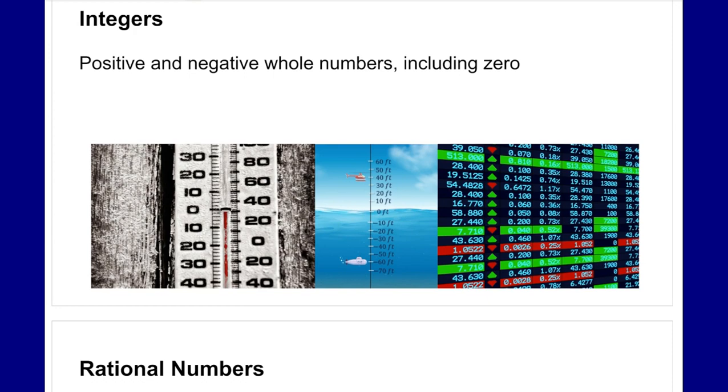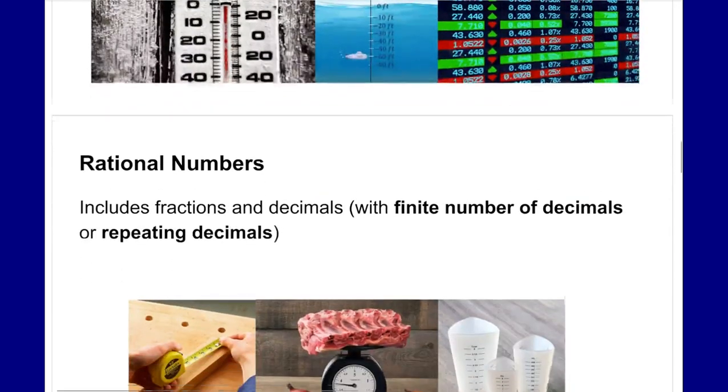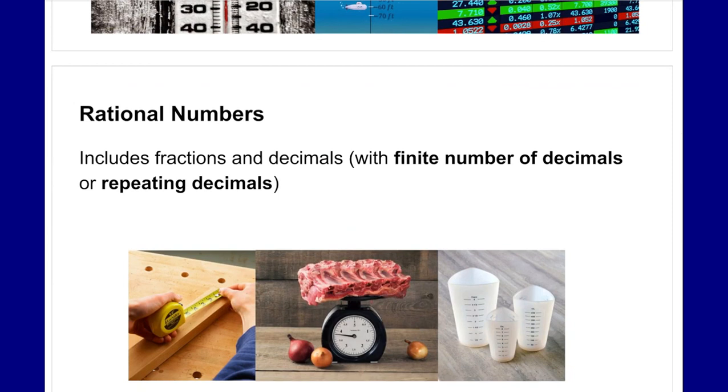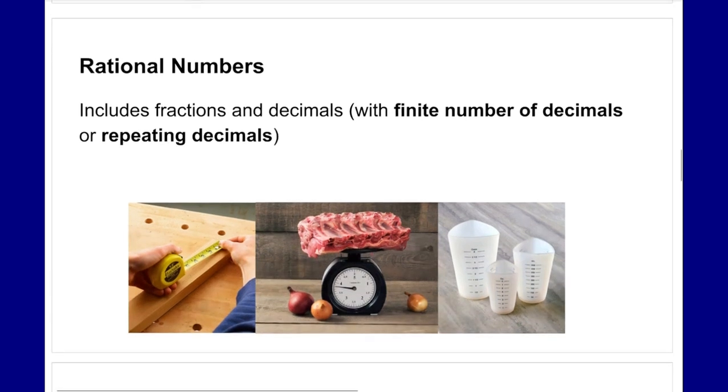Rational numbers are one step further. Rational numbers again include your natural numbers, your whole numbers, your integers. And rationals now also include fractions and decimals. So any type of fraction, proper, improper, any type of fraction is considered a rational number, and certain decimals. If the decimal comes from a fraction, chances are it is a rational number.